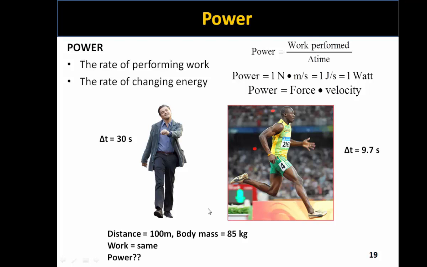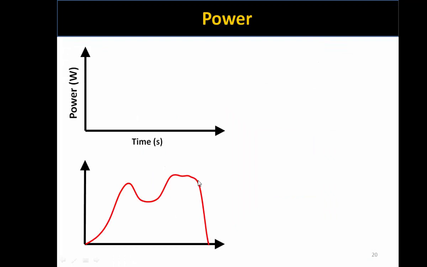In terms of power, the person on the right is completing the same amount of work in a much shorter period of time than the person who doesn't appear to be in much of a hurry. So in this case, the person on the right is generating a significantly greater amount of power, slightly more than 3 times the amount of power. The next two slides will detail the analytical relationship between power and work.